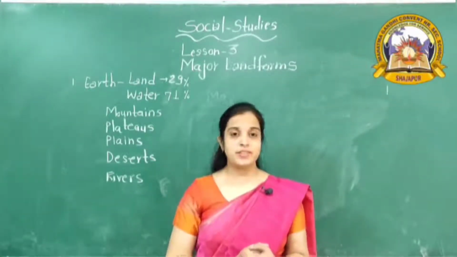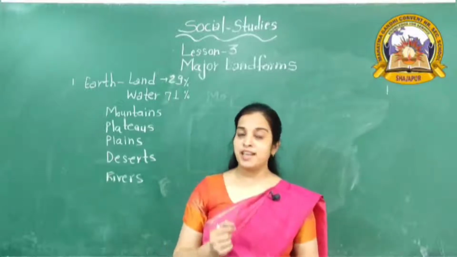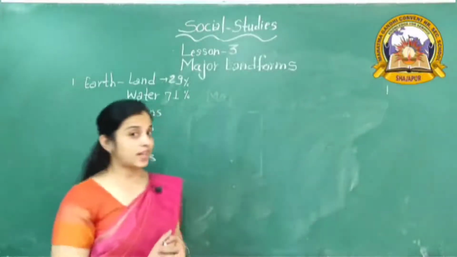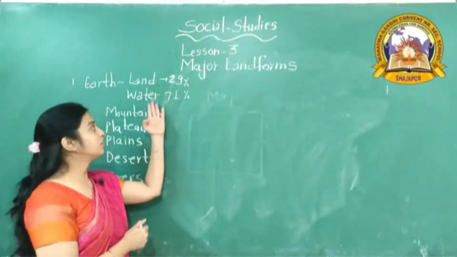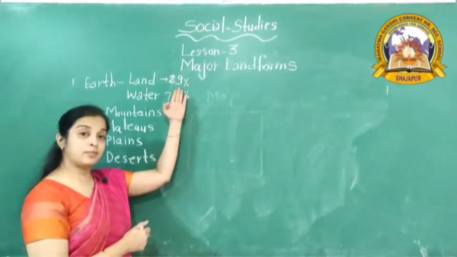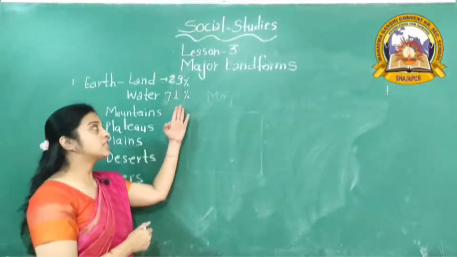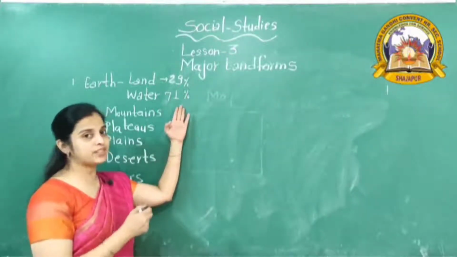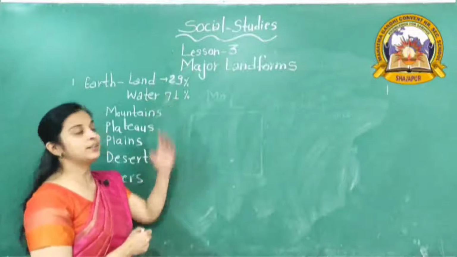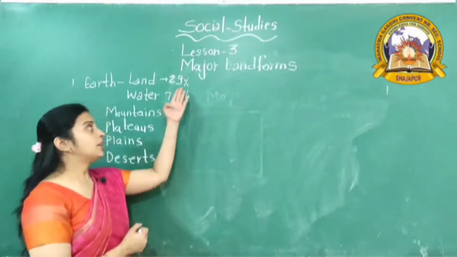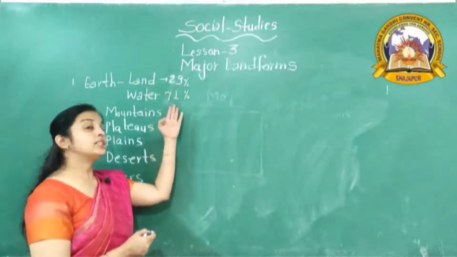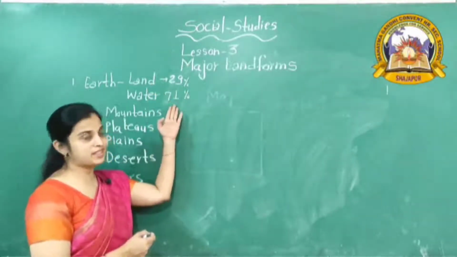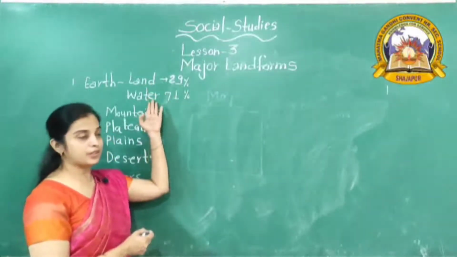As we know, our earth is made up of land and water. Our earth is made up of land and water. 29% of earth's surface is covered by land and 71% of our earth's surface is covered by water.